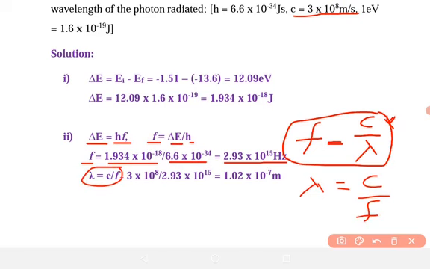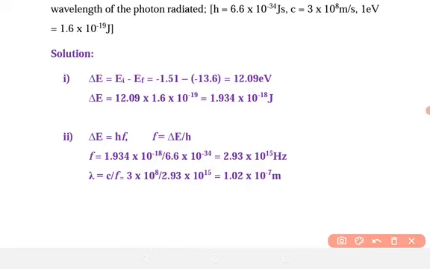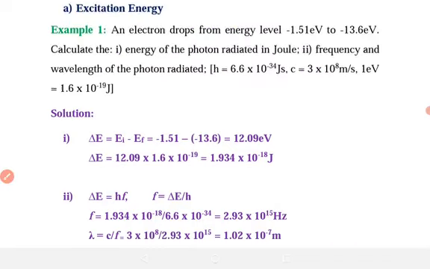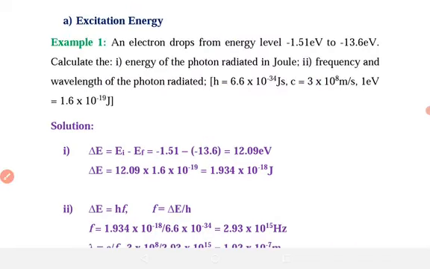Now making lambda the subject of the formula, we can easily say our c, which is 3 times 10 to the power 8, divided by our f calculated here. That will give us 1.02 times 10 raised to the power minus 7 meter as the value of our wavelength. And with that, we are done with question number 1, which has to do with excitation energy, the first subtopic under energy quantization.